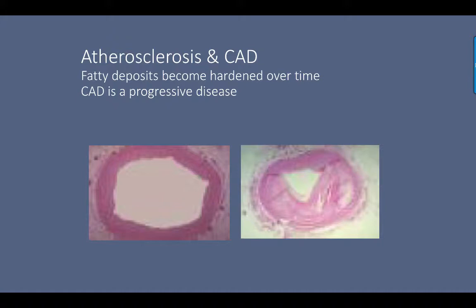So fatty deposits in the coronary arteries, which we know can be seen in people as young as 15, continues to be this progressive problem unless it's treated with diet, exercise, and medications. These fat deposits can affect any artery in the body, so certainly even your peripheral arteries, but it really likes the heart best. And this is a progressive disease, so it's going to continue to get worse if we don't treat it properly.